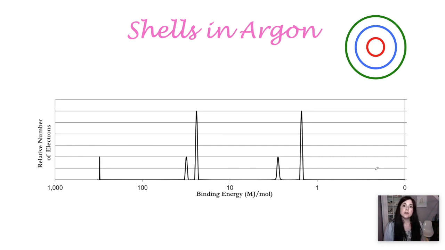Let's talk about the shells in argon. So argon has 18 total electrons. So if we look, we can clearly see those 3 shells. And I popped that first one up there for you. So in red, this first peak right here are those first 2 electrons in argon, 1s2. There they are, closest to the nucleus. Holy moly, about 500 megajoules per mole to remove those electrons.